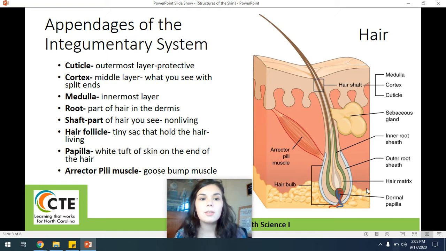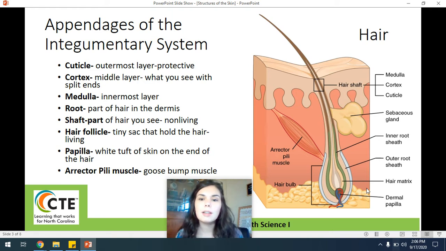And the shaft is the part of the hair that you see that is non-living. So it's the part of the hair that actually sticks out above the skin. A hair follicle is the tiny sac that actually holds the living part of the hair, which is located deep within the tissue of the skin. The papilla is the white tuft of skin, which is on the end of the hair. So if you've ever pulled out a hair and there's a little white dot on the very end of your hair, that is the papilla.